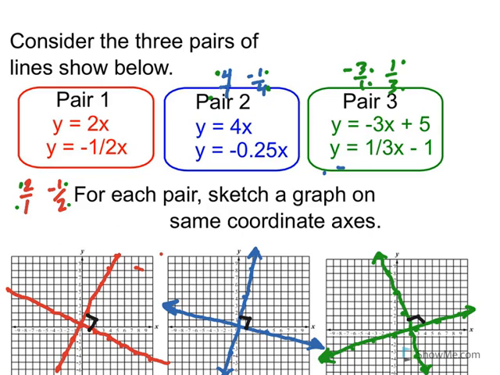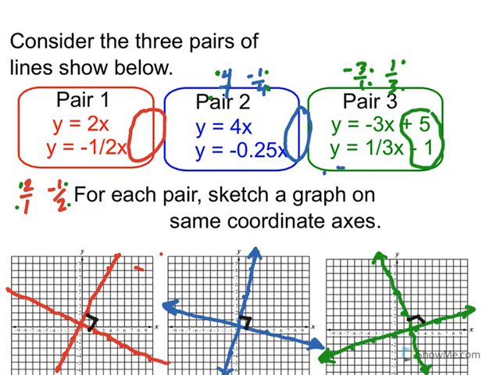If we look at their y-intercepts, we see that for the first pair, the y-intercepts are at the origin, or at 0, 0. Because they're not written there, we know that it's at 0. So their y-intercepts are the same. For pair 2, their y-intercepts are also at the origin, so they are also the same. And for pair 3, one has a y-intercept of 5 and one has a y-intercept of negative 1, but we still know that they're perpendicular.